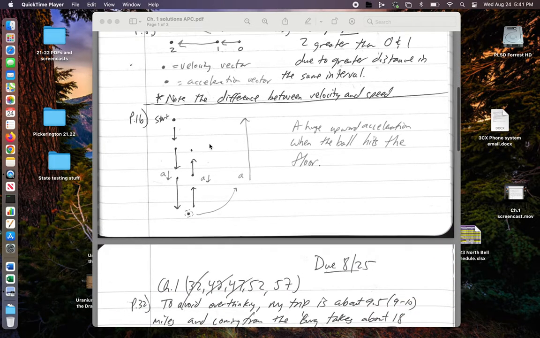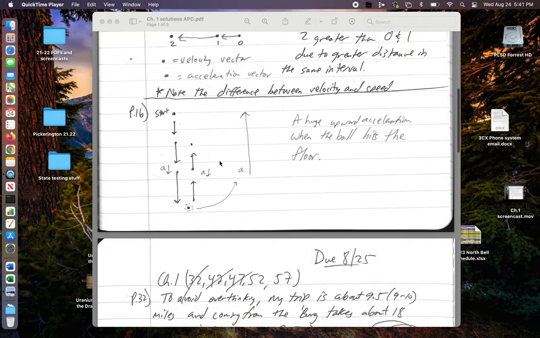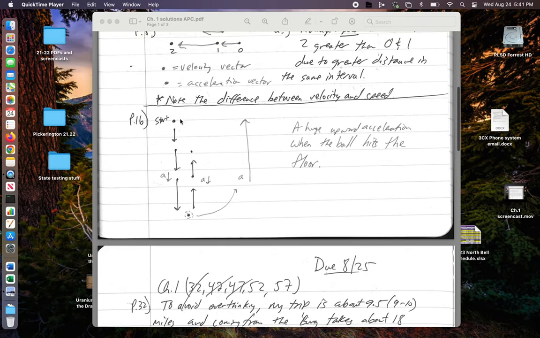For problem 16, it gave you some information there, and then was asking you to basically draw the motion map for something like this. So it's a ball dropped from a 3-story building. It bounces up to the height of the second story, the second floor.